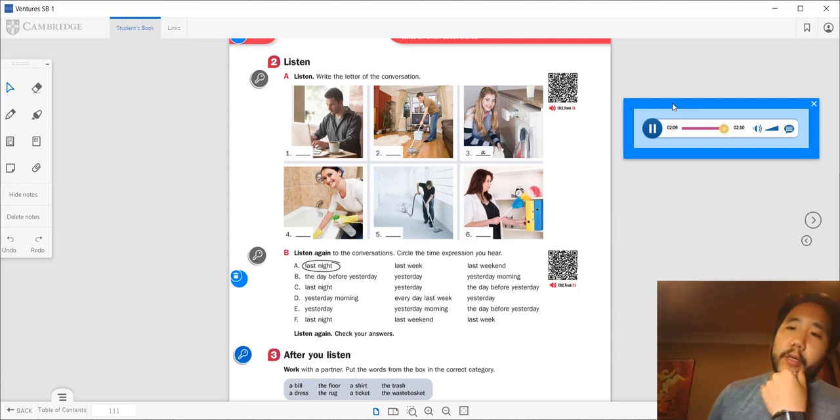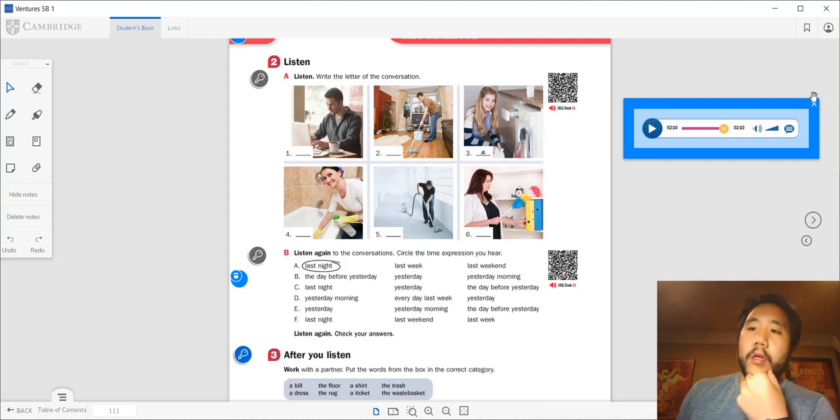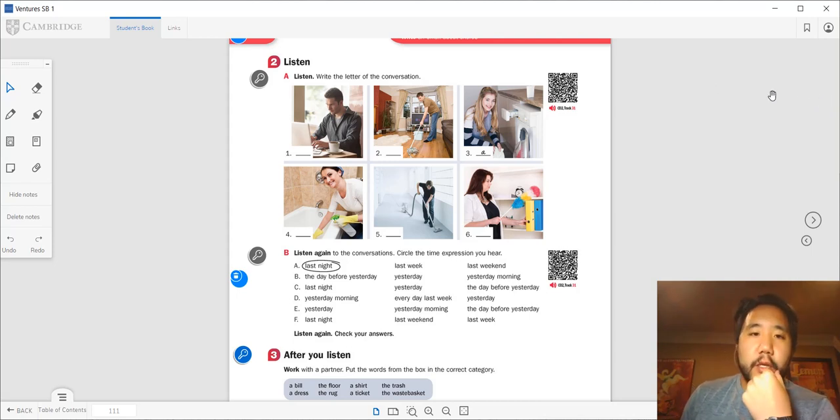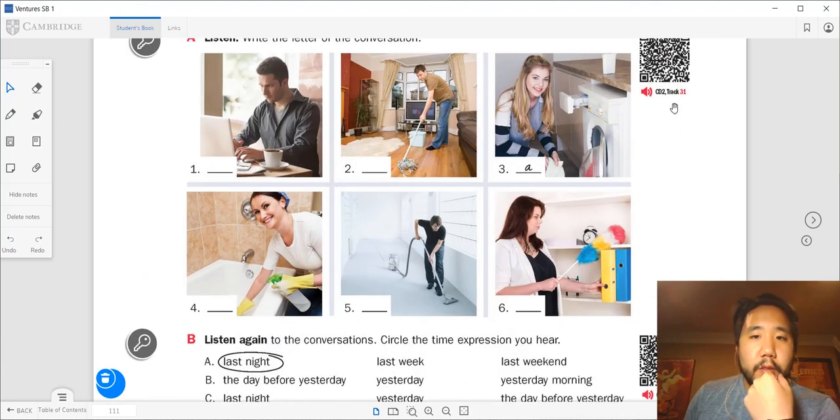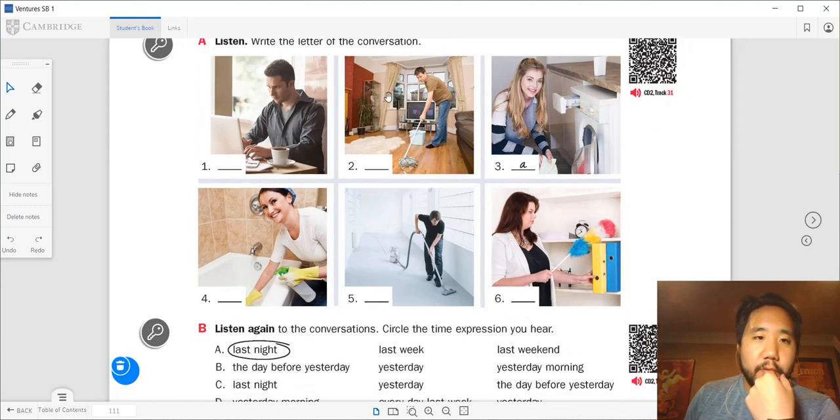Okay, that's the end of the audio. So if you want to listen to it again, you can use your smartphone to scan this to get the audio file. But anyway, let's get into this. So let's just look at the pictures first, okay?